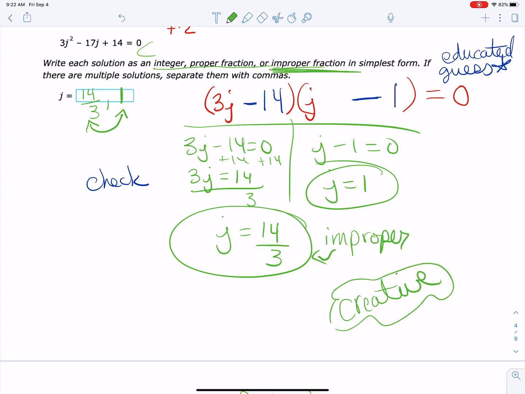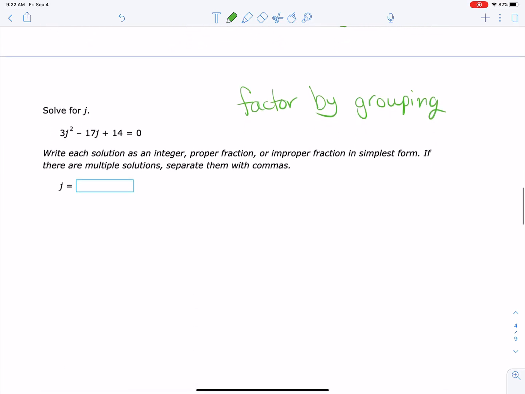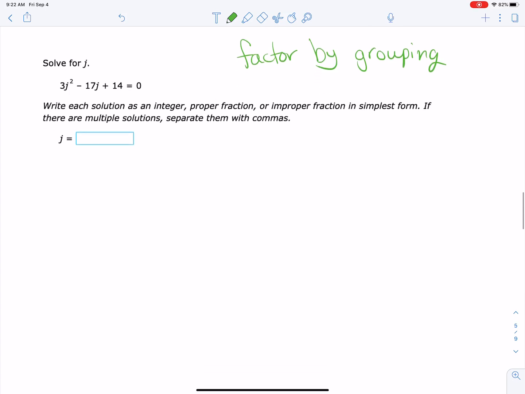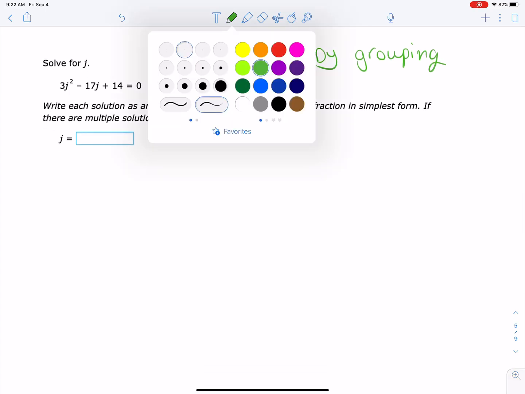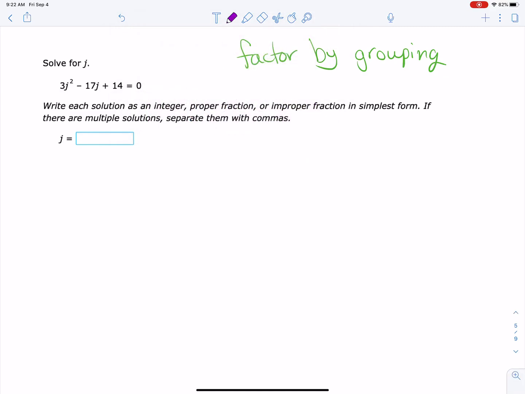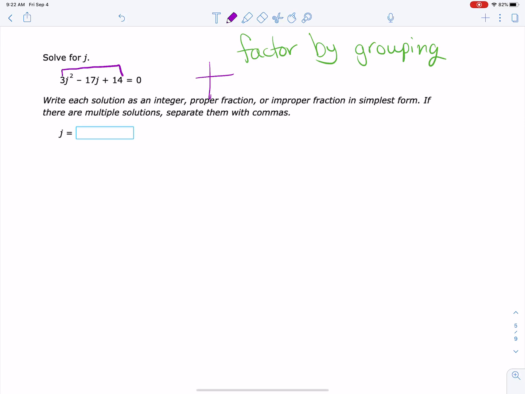If you just love a process, which is great, and you're great at memorizing, factor by grouping is going to be your thing. Okay, so factor by grouping, and if you see this and you're like, whoa, I never learned this, don't worry about it. Stick with guess and check. Okay, so what we're going to do is multiply the first and last term together. So 3 times 14, and yes, I'm using my calculator, is 42. So I'm looking for multiples of 42 that add together and make negative 17.